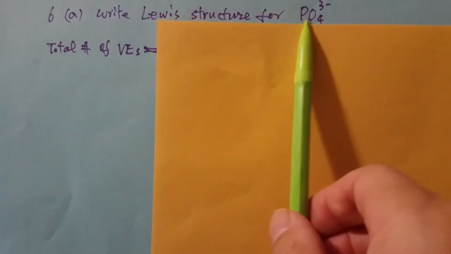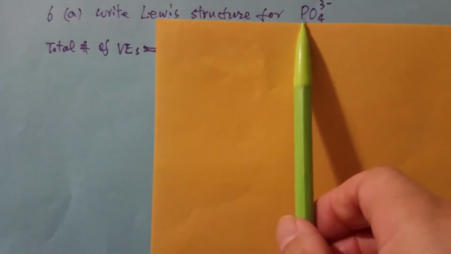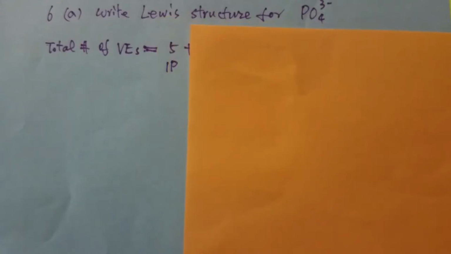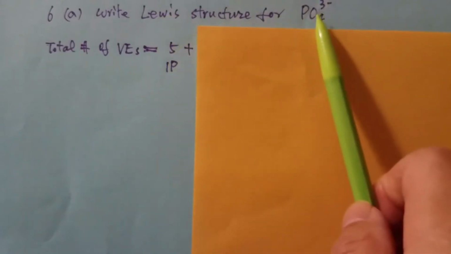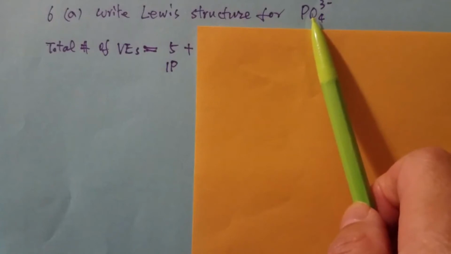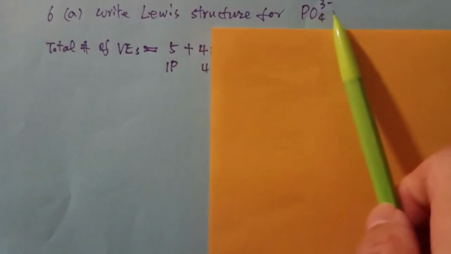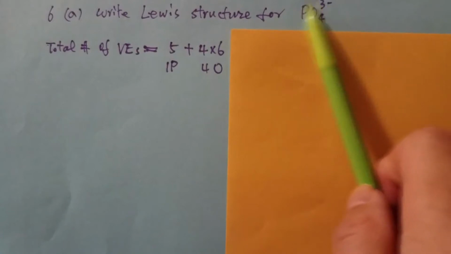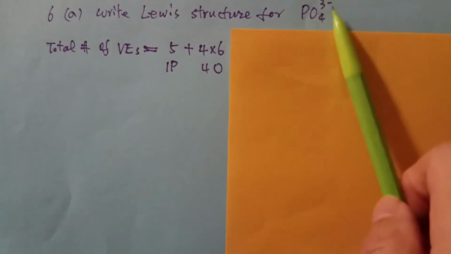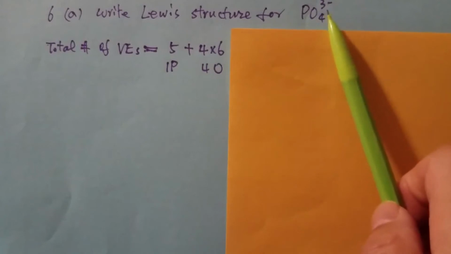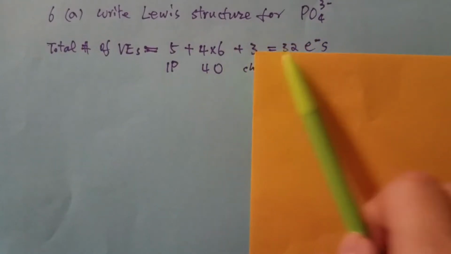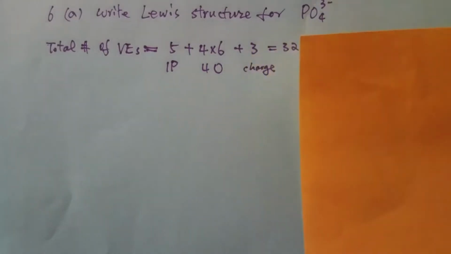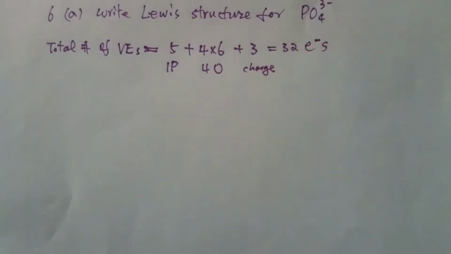We have 1 phosphorus, group 5A, so 5 valence electrons. Oxygen is in group 6A, so each oxygen has 6 electrons, and we have 4, so that's 4 times 6. And now look at this charge, 3-, which means it gains 3 electrons. That 3 comes from the charge. If you add them all together, that gives us 32 electrons.